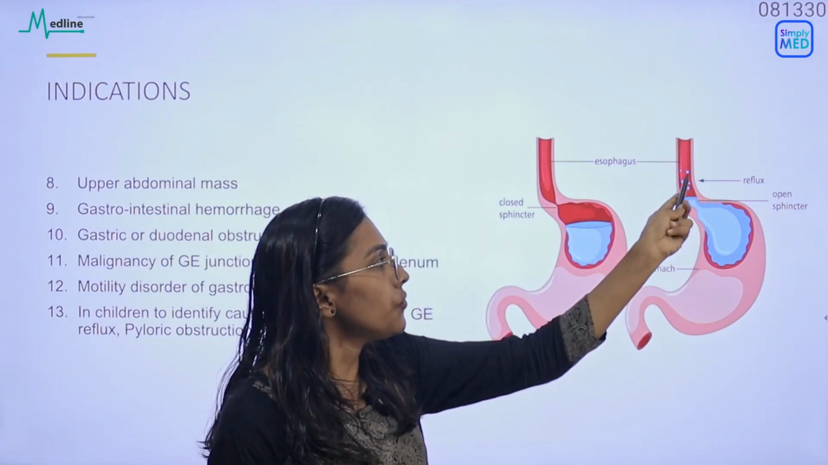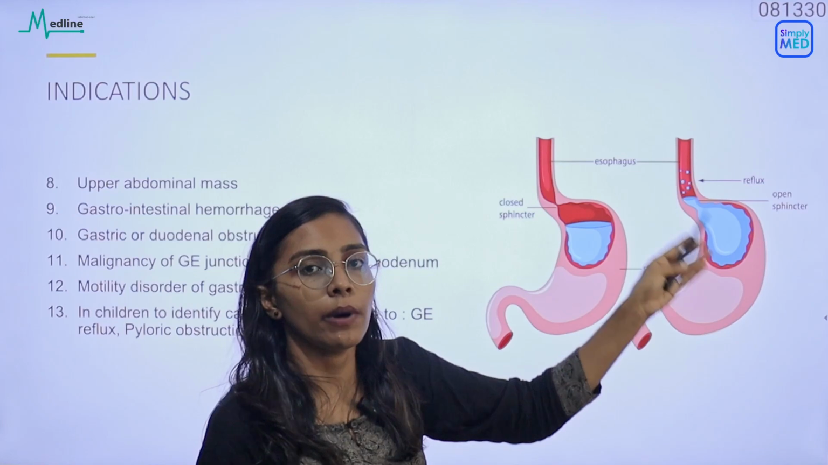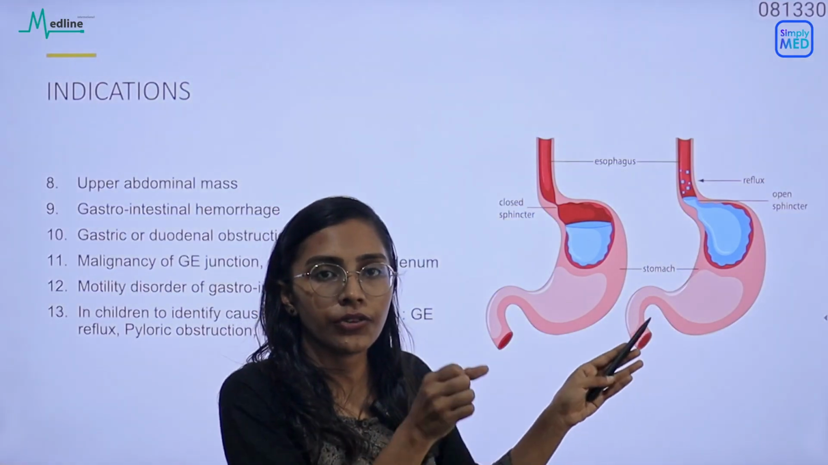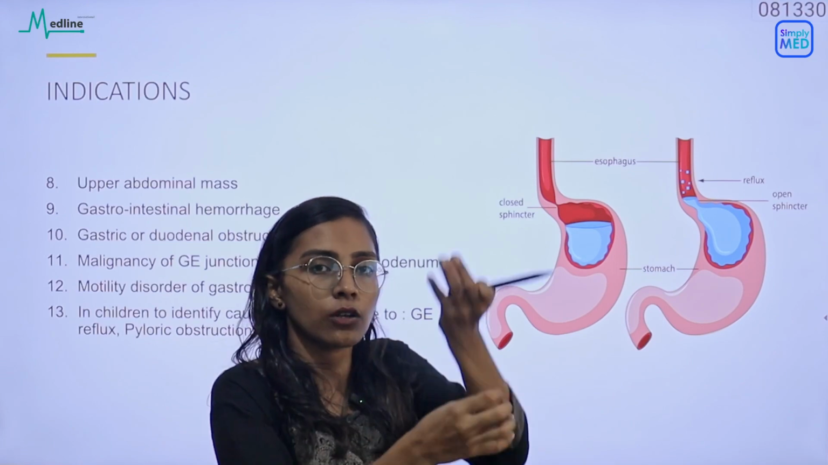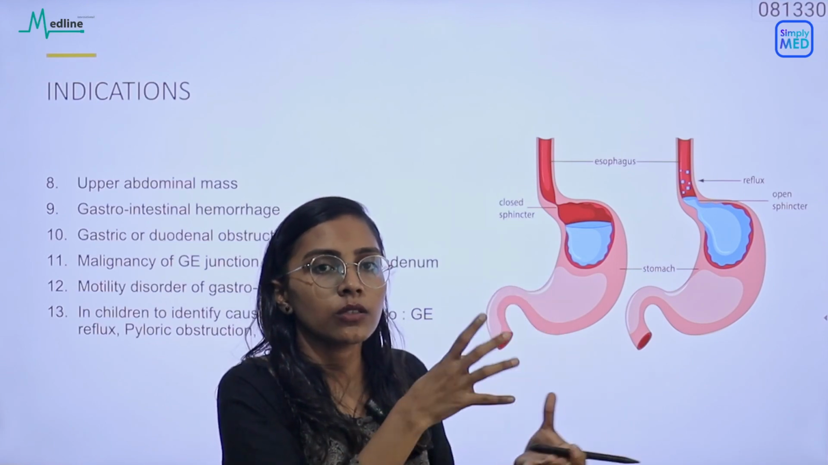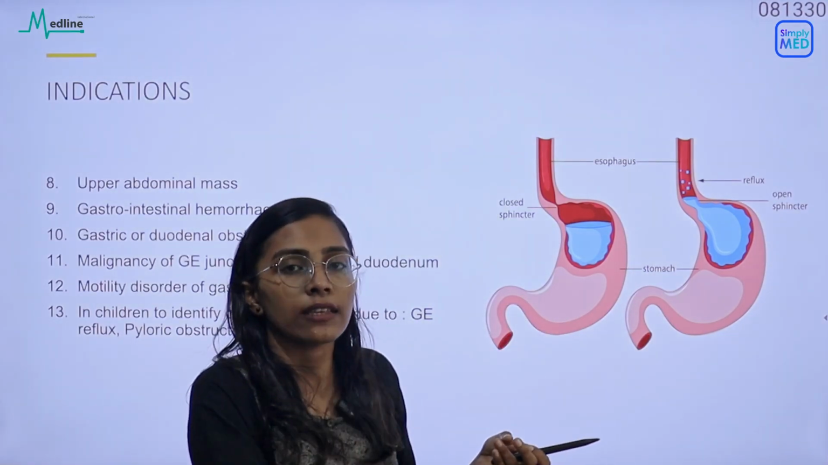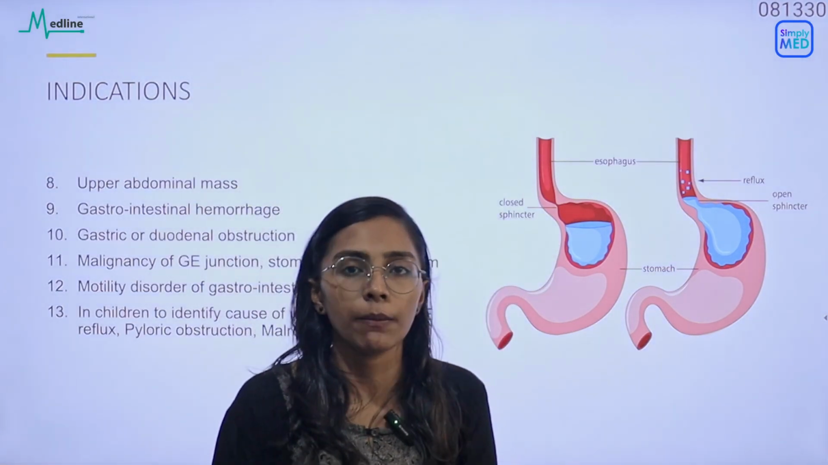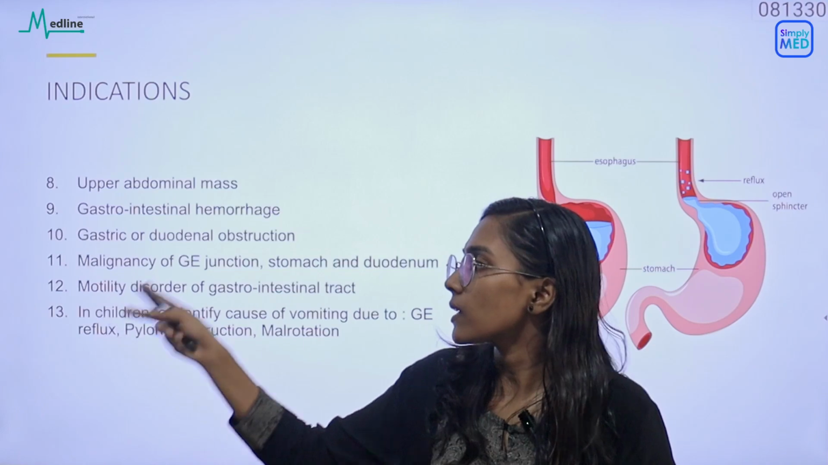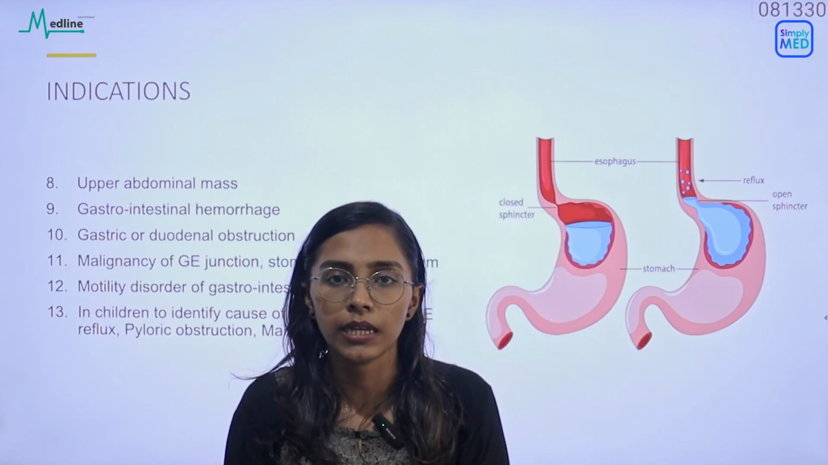Once the food has come into our stomach, the gastroesophageal sphincter should be closed. If it is open, the food will go upwards. So this abnormality, where gastroesophageal reflux is happening, can be clearly seen on a barium meal. So these are the indications for doing a barium meal study.